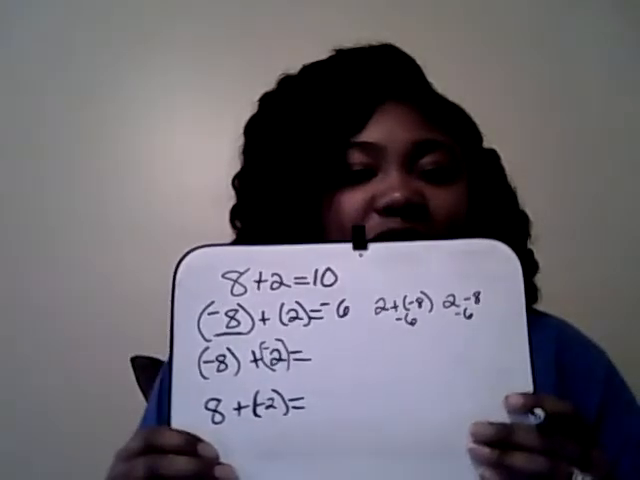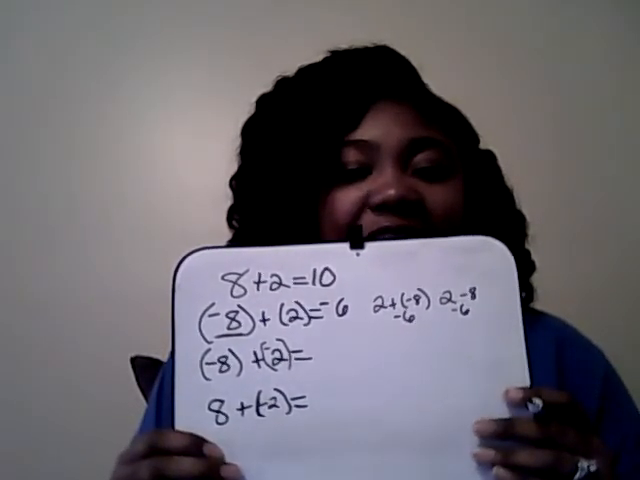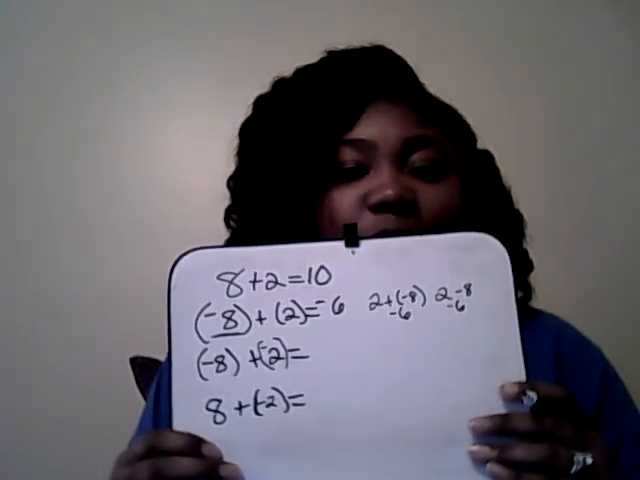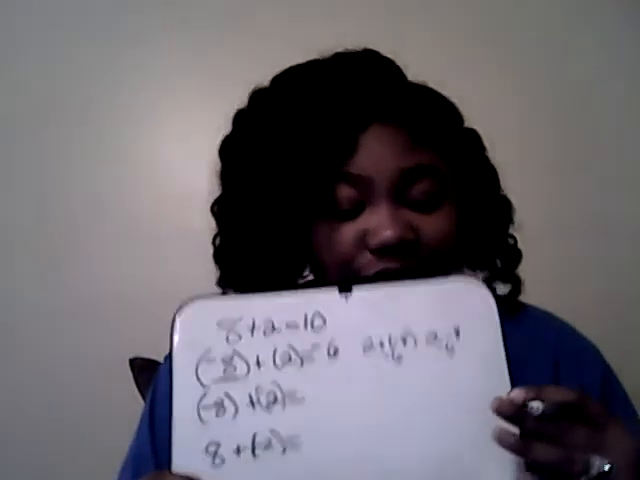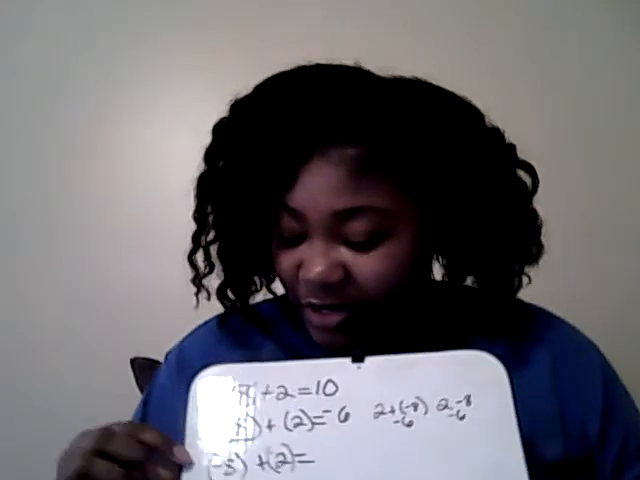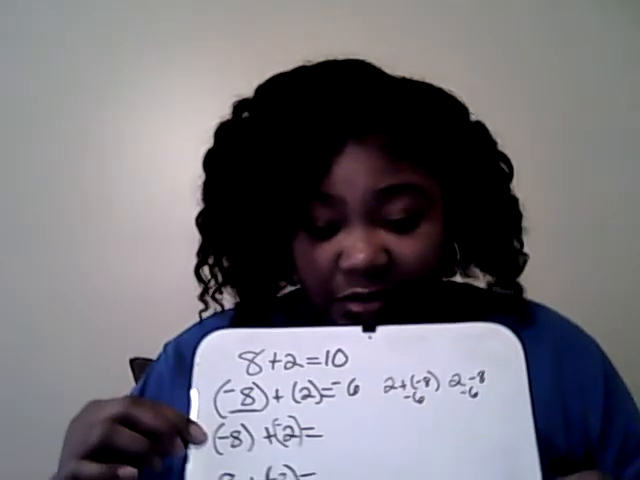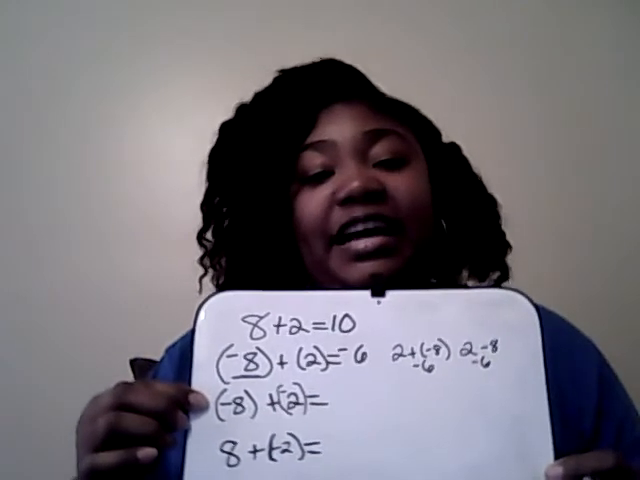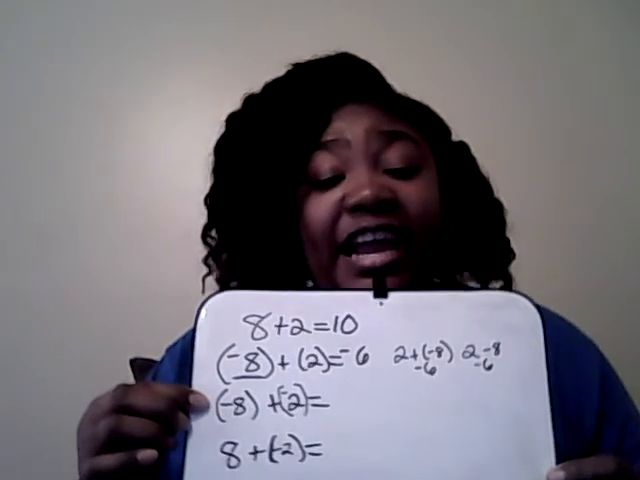Let's make both of those negative. So we have negative 8 plus negative 2. Okay? So, same sign. They both have the same sign. So, whenever you're adding numbers with the same sign, you keep the sign. You keep the sign whenever you're adding numbers.